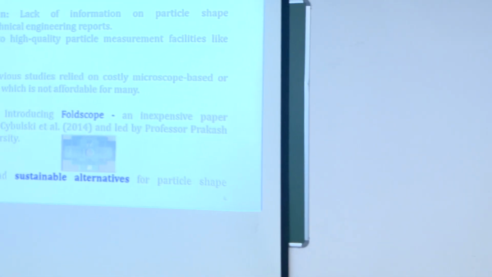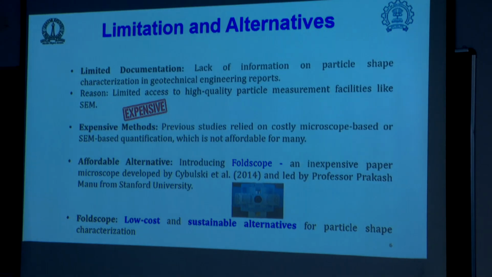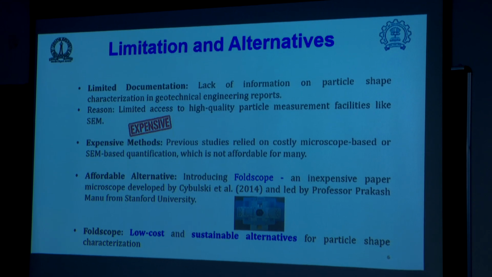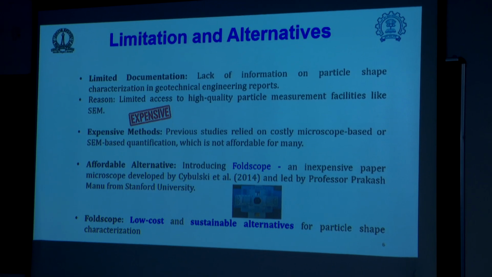Comparatively, there has been limited documentation of particle shape characterization in geotechnical engineering reports or civil engineering literature. If we see any geotechnical engineering report provided by a construction company, you may not find these particle shape properties. So why? This is primarily due to limited access to high quality particle measurement facilities like a scanning electron microscope, optical microscope, or sophisticated image scanners. Most of the earlier studies were conducted based on microscope or SEM. But SEM is very expensive and cannot be afforded easily.